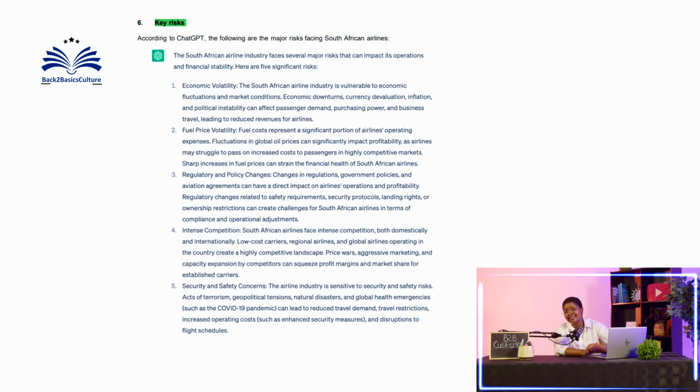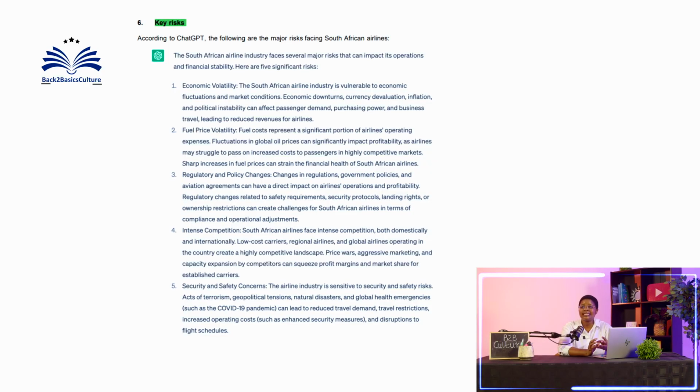Last but not least, security and safety concerns. Again, when you think about the nature of the industry, this is not shocking, because we know that things can go bad quickly if the landing is not appropriate, or there's an emergency landing. So you need to ensure that everyone is safe. We're not surprised that this is one of the key risks, because imagine you have a liability to ensure that everyone on the airline is protected.